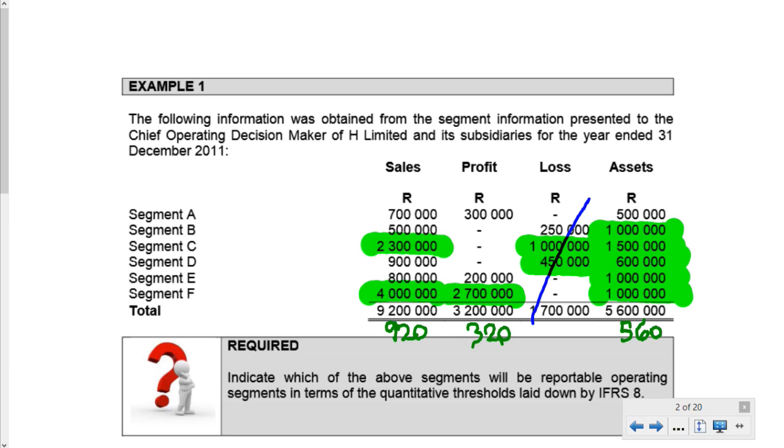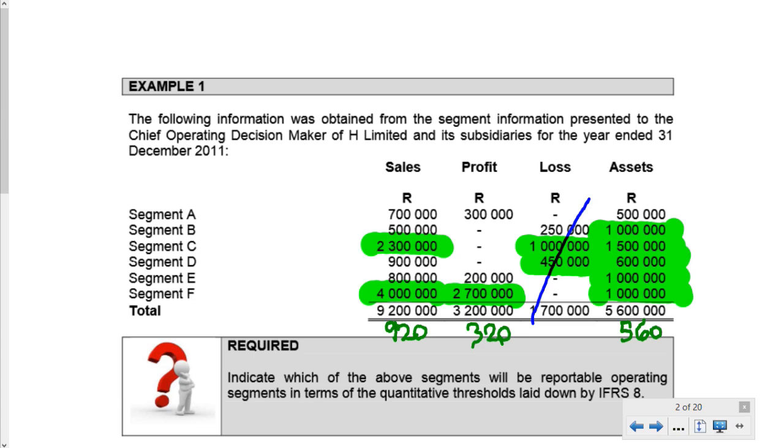Do you agree? All right, so we look at sales, 9.2 million, 920 is 10%. The two that are bigger than that are C and F.